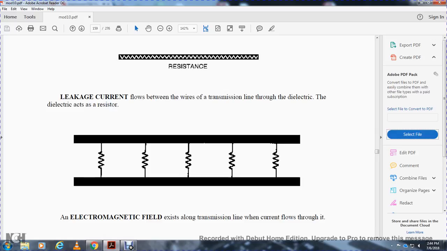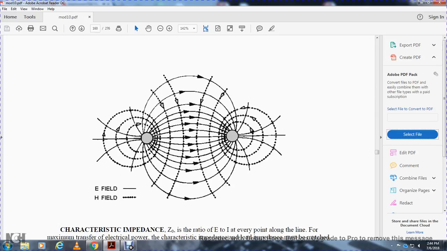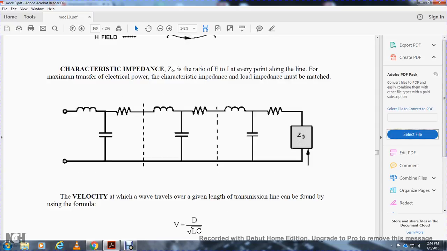An electromagnetic field exists in the transmission line with current flowing through it, and also an electric field and a magnetic field. Characteristic impedance is Z0, the ratio of the voltage to the amps at every point along the line. For maximum transfer of electrical power, the characteristic impedance and load impedance must be matched.